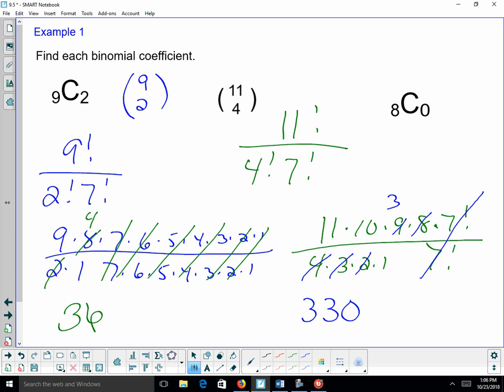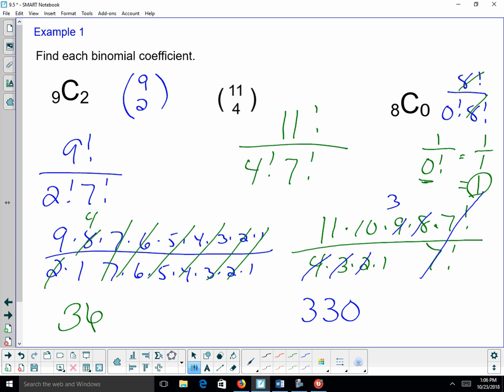There are some cool ones. Like if I have 8 choose 0, I have 8 factorial over 0 factorial, and then 8 minus 0 is 8 factorial. I realize that these 8 factorials simplify, and I'm left with 1 over 0 factorial. Now that's not 1 over 0. 1 over 0 is undefined. 0 factorial is defined as 1, so this will just be 1.